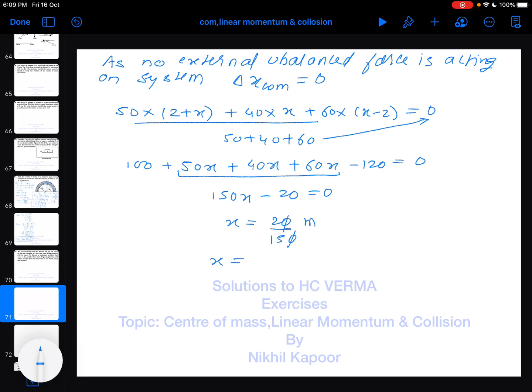So let's multiply with 100 and convert it into centimeter. So it will be 200 upon 15 centimeter. Now we can divide this. 15 ones are 15. What remains is 5. 15 threes are 45. Again 5. So it will be 13 centimeter. So it is approximately 13 centimeter is the displacement of the boat. Thank you.